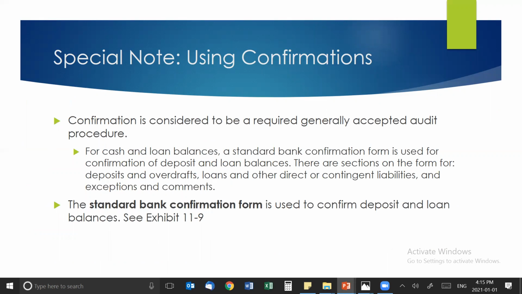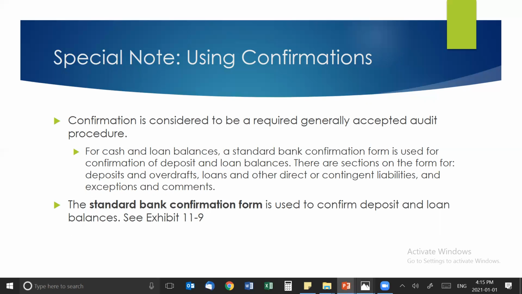We also use confirmations as an audit procedure. So for cash and loan balances, a bank confirmation is sent to the bank to ask what the deposits look like. What is the overdraft amount? Are there any loans or contingent liabilities?